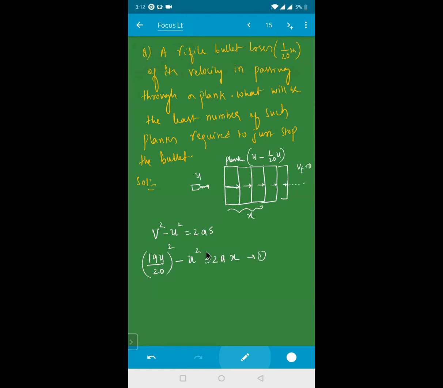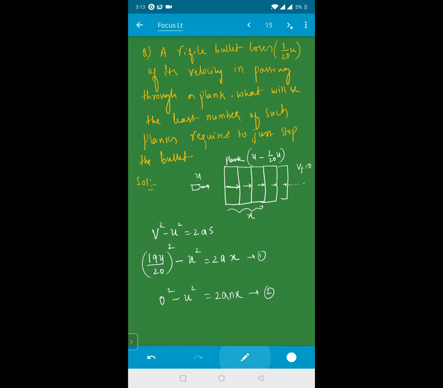The final velocity is how much? 0, after passing how many planks? Say n planks. So final is 0, initial velocity is u square, that is equal to 2 into a, and how many planks? n planks, so n into x. This is your equation number 2.